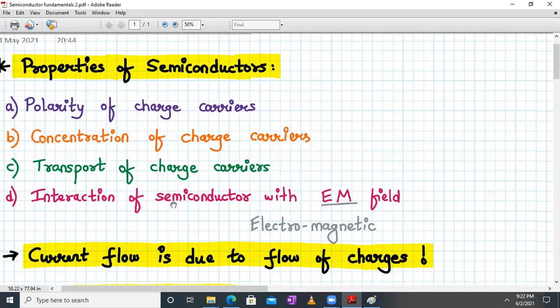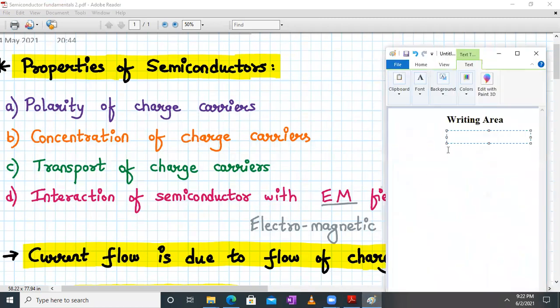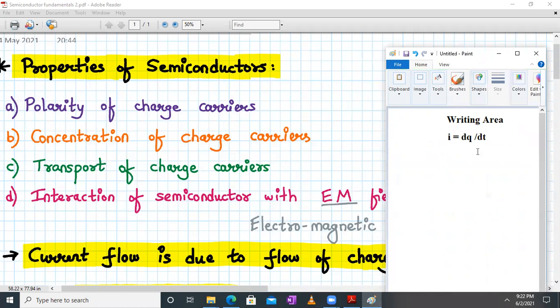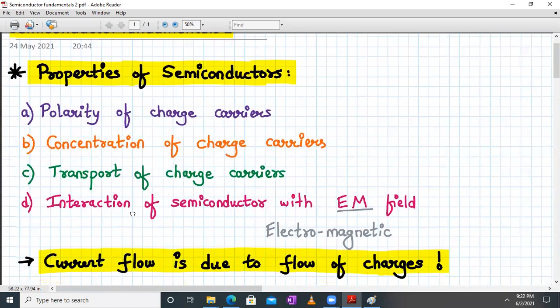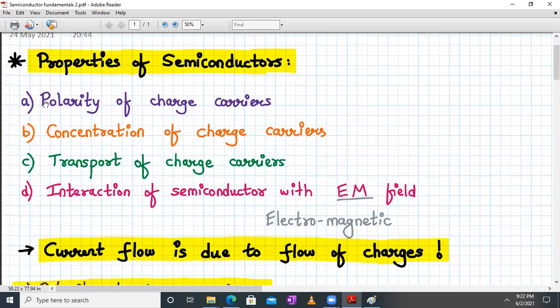Current flow is due to flow of charges. So we know that current flow is rate of flow of charge. So I will be equal to dq divided by dt. Okay, rate of flow of charge, current flow, right? So now we will study these properties of semiconductor with respect to these four main parts.